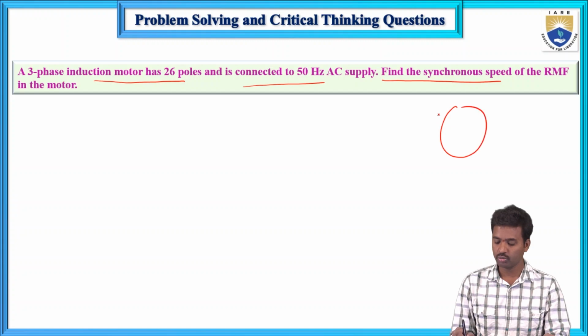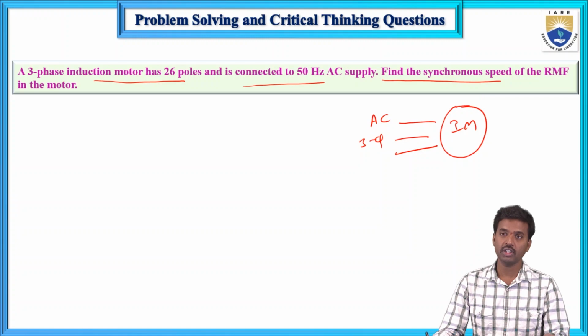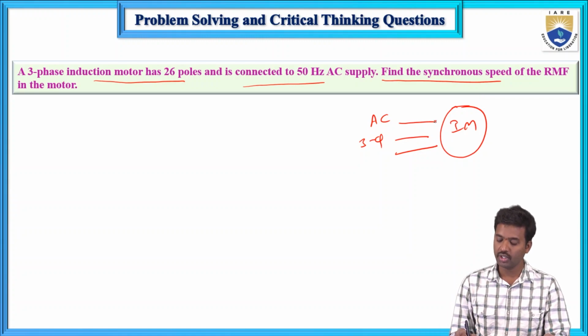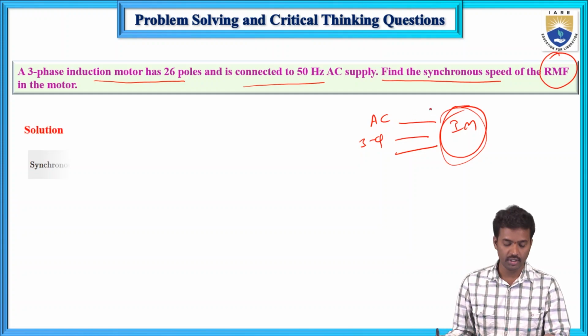So this is the induction motor. If you give the three-phase AC supply to this three-phase induction motor, it will generate mechanical energy, converting electrical energy to mechanical energy. If you give the AC supply to the stator of the three-phase induction motor, it will produce the rotating magnetic field, that means RMF, or revolving magnetic field. That revolving magnetic field formula is here.